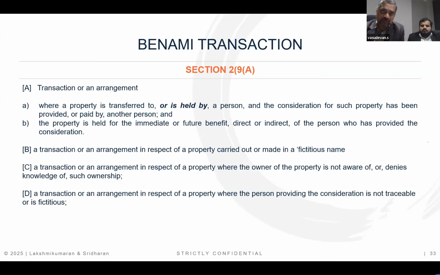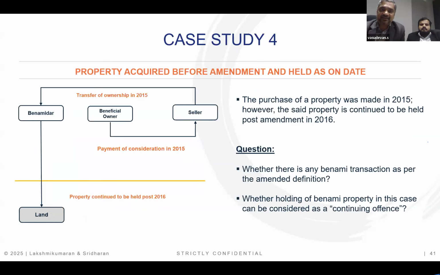Now, this argument has actually been taken by the department in various cases. These issues are pending at different levels. And one of the views, if you ask me, definitely an argument is possible that the words transfer and held here are used in two different contexts. Going back to the case study, it is a situation where the property from a seller, from a third party, was transferred to the Benamidar, the alleged Benamidar. That is covered by the first limb of transfer. And that has taken place pre-2016.